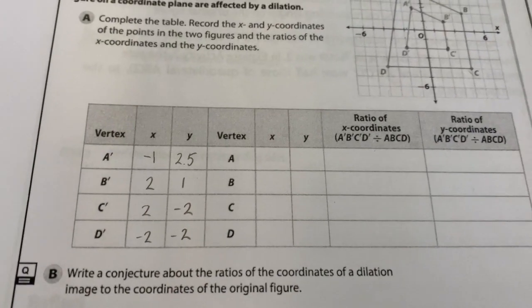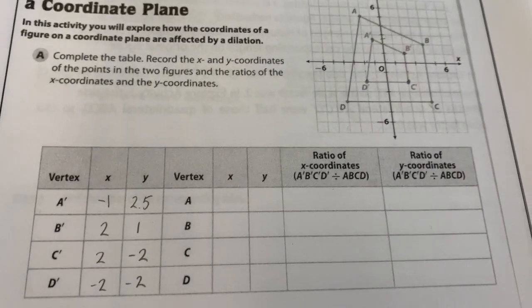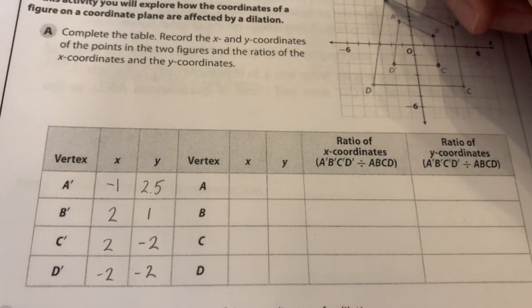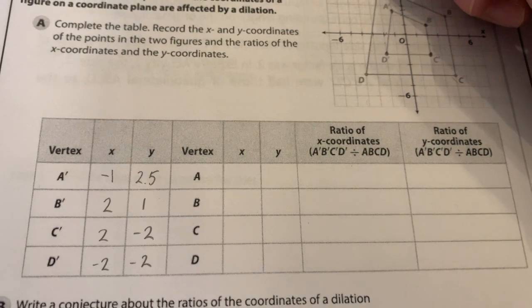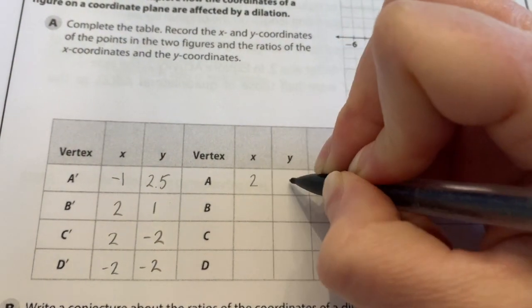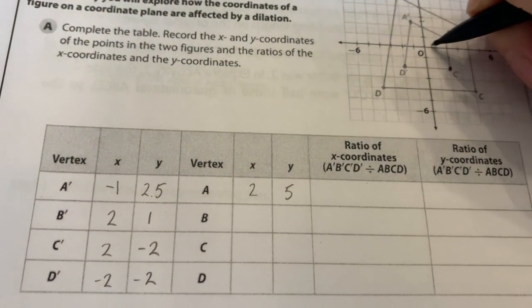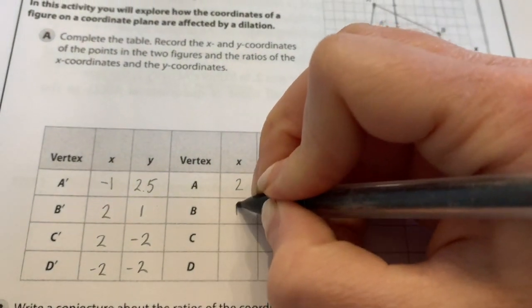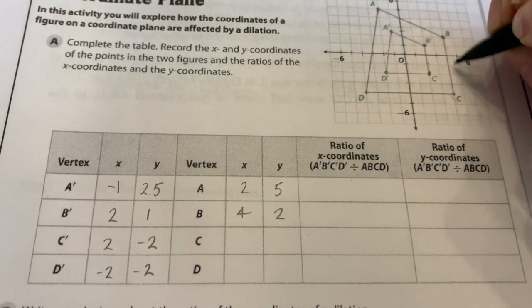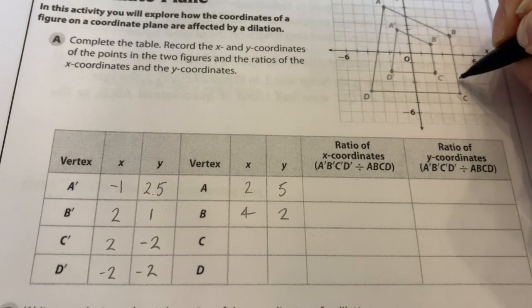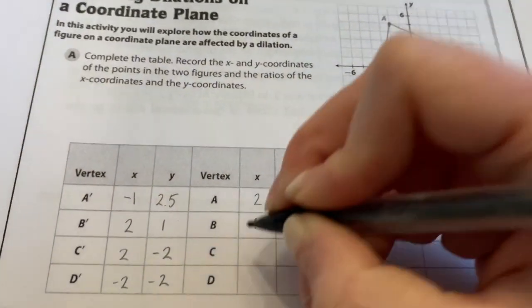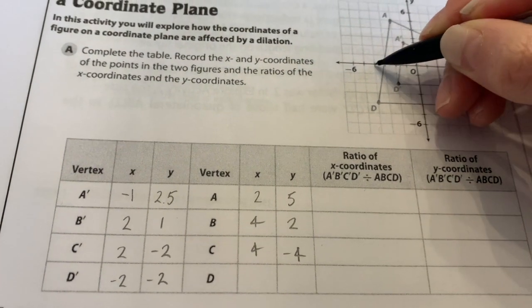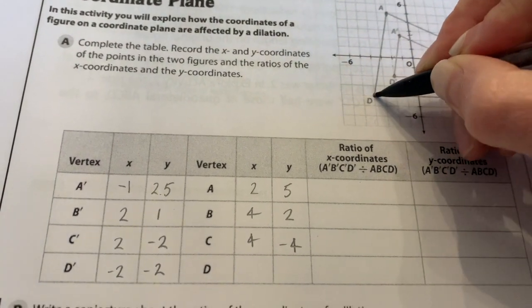Now we're going to look at the original, or the pre-image. We're going to write those coordinates. So A is here, so that's 2, comma 5. B is over here, 1, 2, 3, 4, up 2, so that's 4, comma 2. C is down here, so that's 4, -4. And D is over here, which is -4, -4.